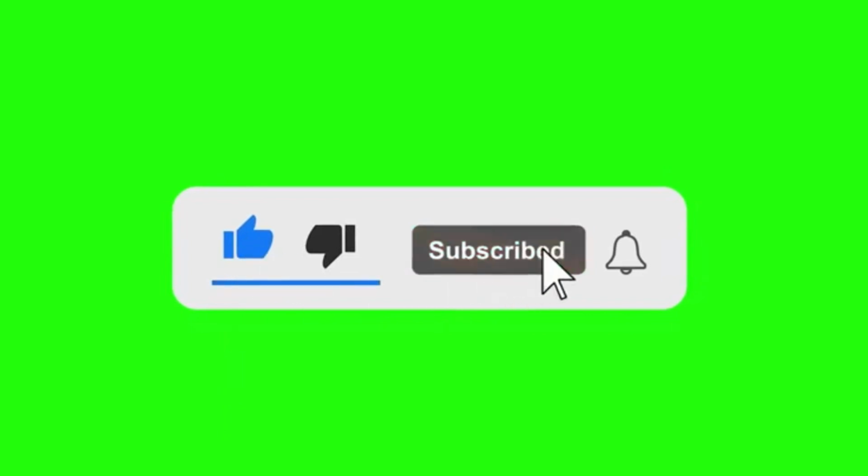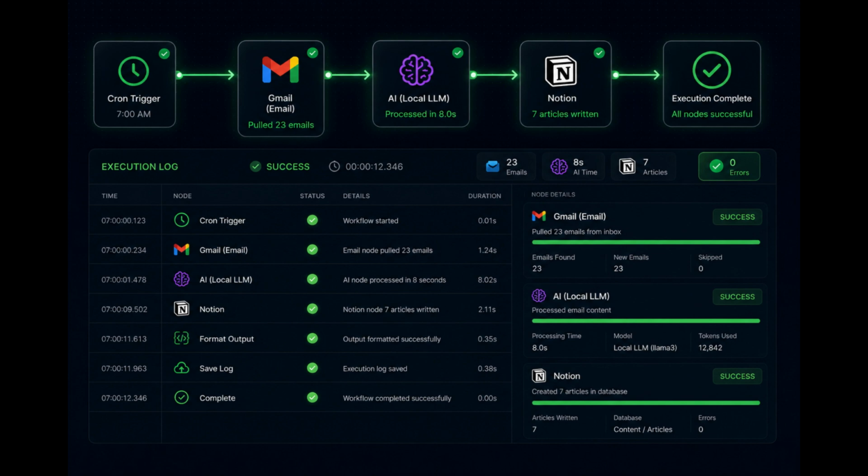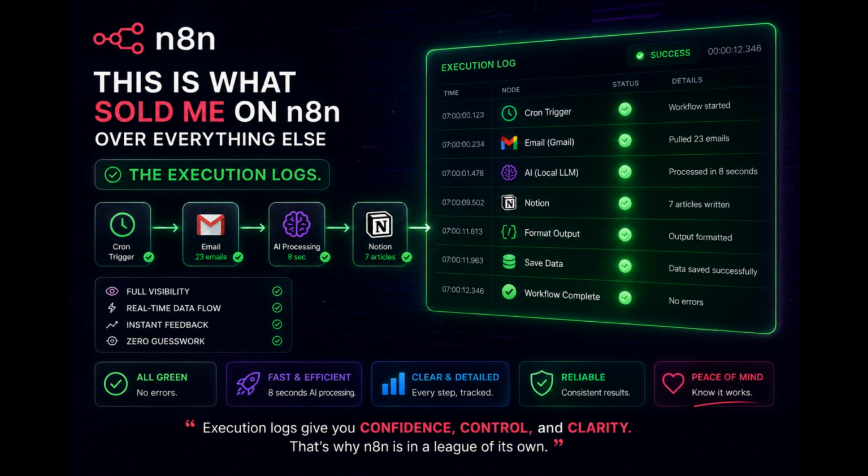Back to the build. Let's test it. And there it goes. Watch the execution log. Each node lights up green as data flows through. Email node pulled 23 emails. AI node processed in 8 seconds. Notion node, 7 articles written. All green, no errors. This is what sold me on n8n over everything else, the execution logs.